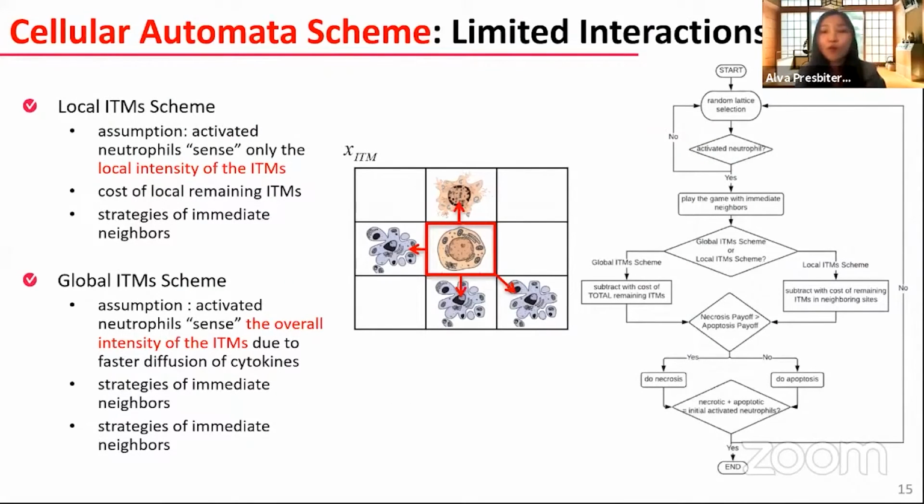Now, in order to conform with the realistic limitation of the propagation of stimuli due to the physical constraints of biological tissue, we use cellular automata. So we had two schemes, local ITM scheme and global ITM scheme. For the local ITM scheme, the players would only look at the local intensity of the ITM. So it would just look at the neighbors, right? Now for the global ITM scheme, it would take into consideration the overall intensity of the ITMs in the system.